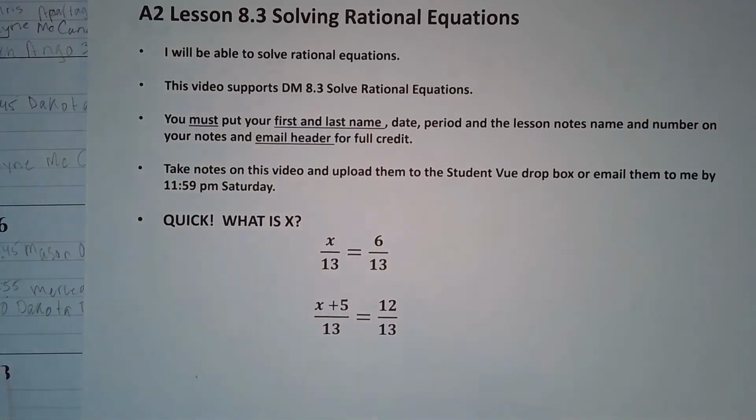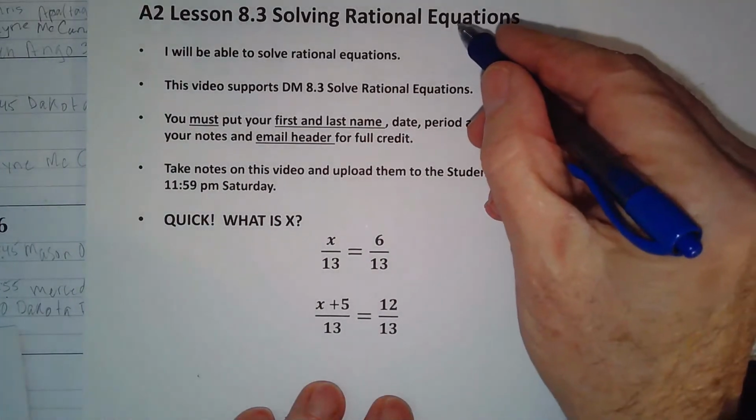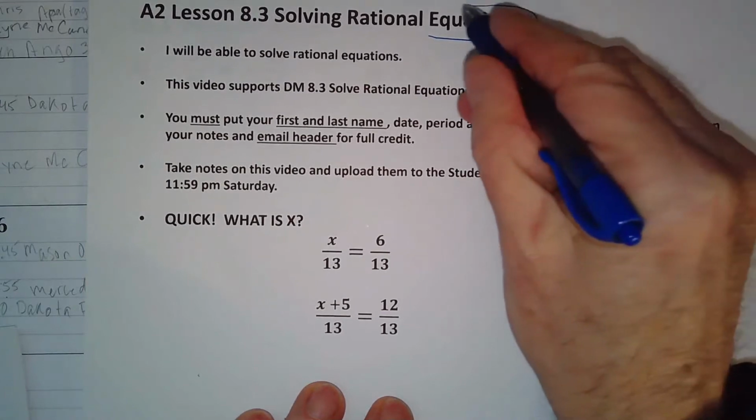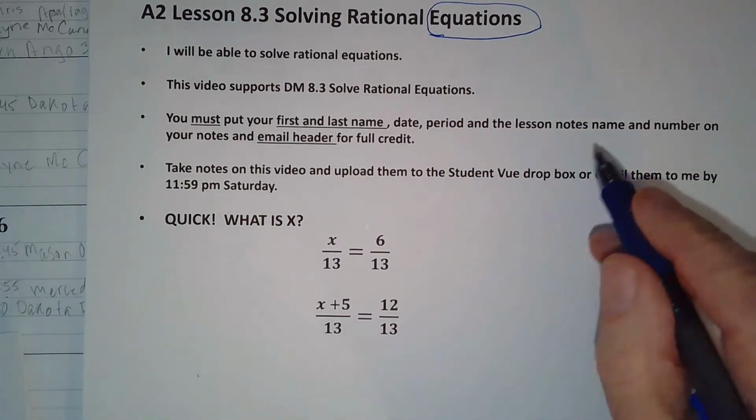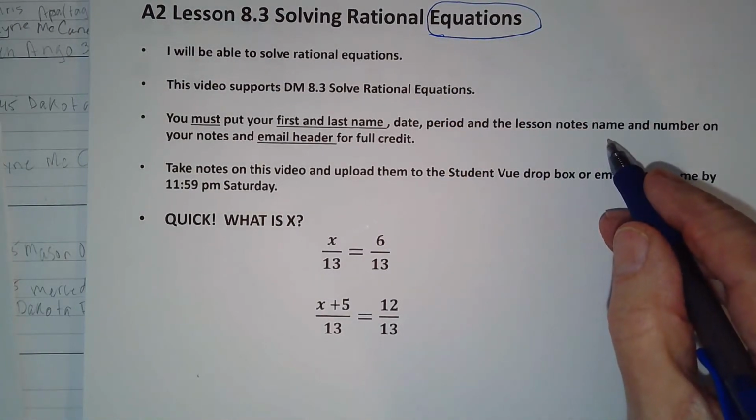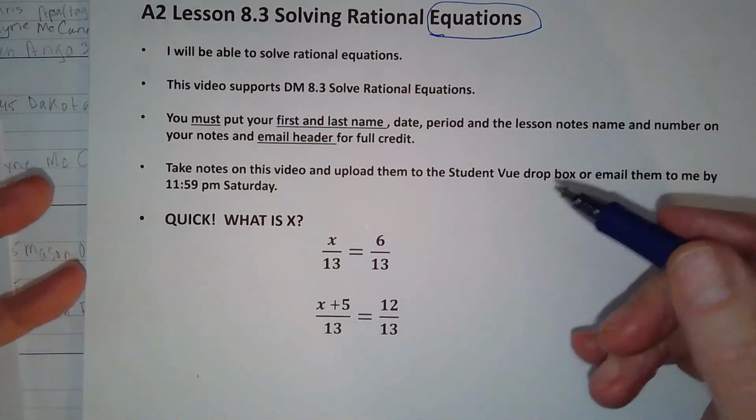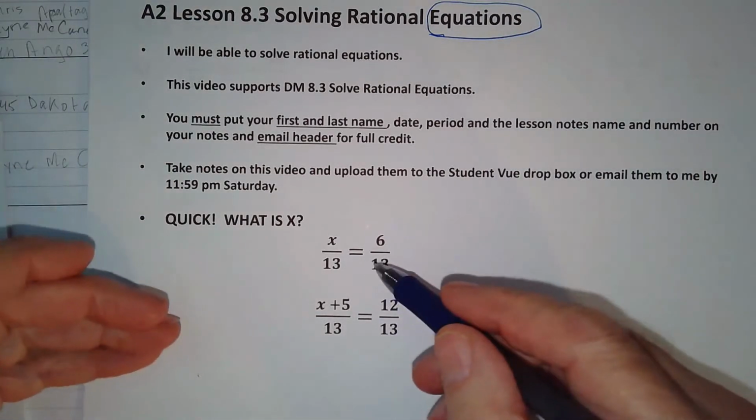Good morning. Today we are covering Algebra 2 Lesson 8.3, Solving Rational Equations. So far we've been working with rational expressions. Now we're going to deal with equations, something with an equal sign in it. And to do this, really, there's a very simple process involved.